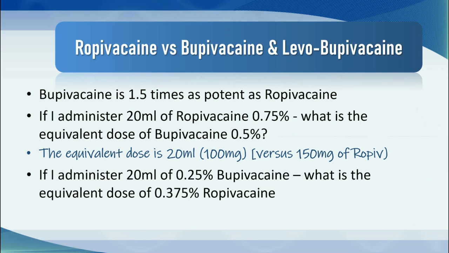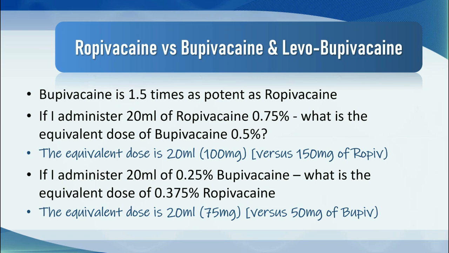If I administer 20 ml of 0.25% bupivacaine, what is the equivalent dose of 0.375% ropivacaine? Again, the equivalent dose is 20 ml or 75 milligrams of ropivacaine versus 50 milligrams of bupivacaine.